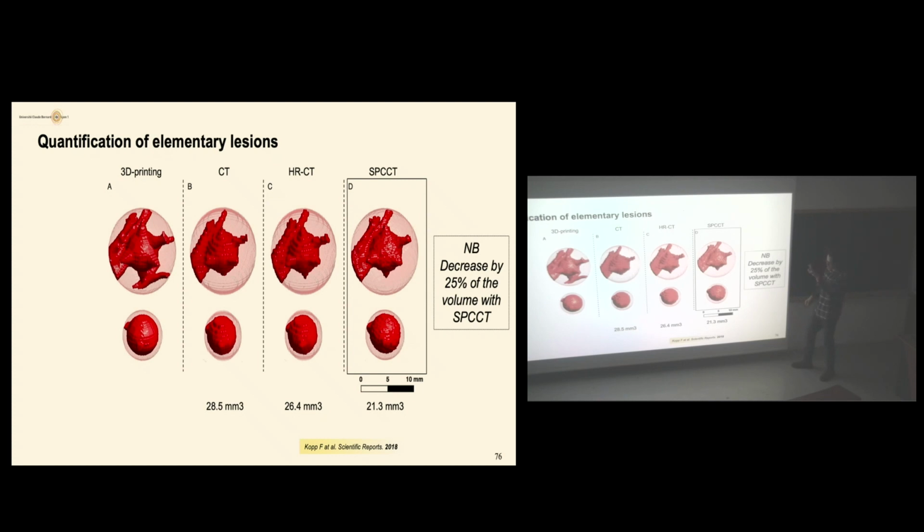So it was about detection. Now it's about quantification. You see, it is interesting. This is a solid nodule. This one is 3D printing. And when you scan on CT, high-resolution CT, you see some steps. You see steps as well with photon-counting CT, but fewer. In fact, it comes with a decrease of the partial volume effect. So you have at the end, for this nodule, a decrease of 25% of the volume with SPCT.